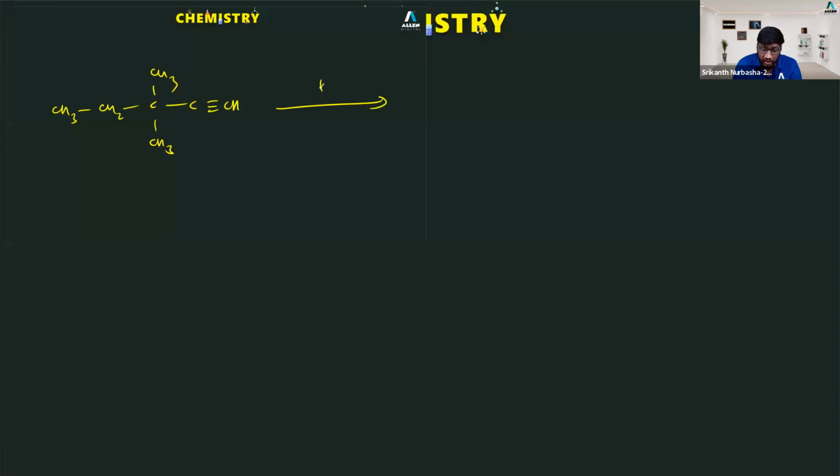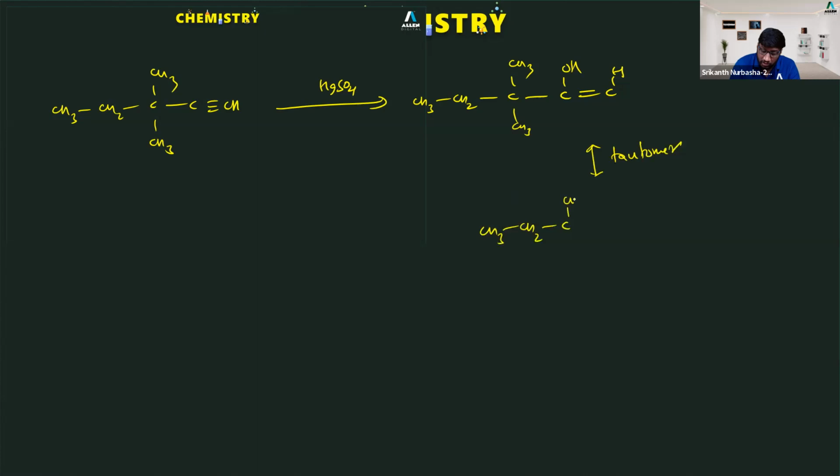Whenever you see HgSO4, H2SO4 with an alkyne, you simply add water according to Markovnikov rule. CH3, CH2, CCH3, CCH3: this carbon will add the OH and the other carbon will add the hydrogen. Now you can write the tautomer structure. If you write the tautomer, you will get CH3, CH2, CCH3, CCH3, C double bond O, CH3. This is nothing but your ketone.